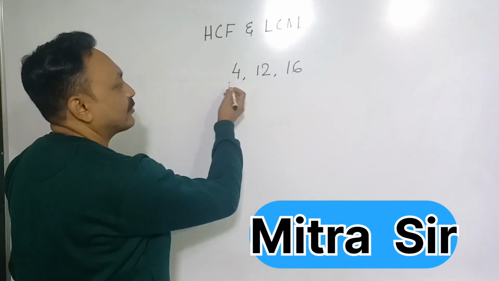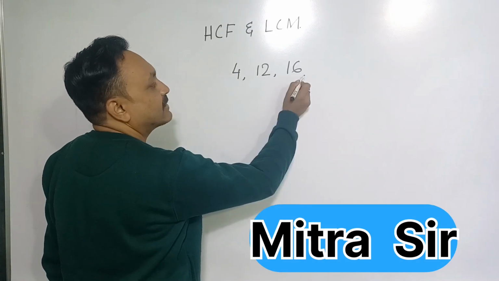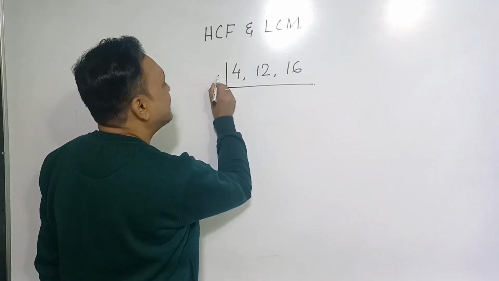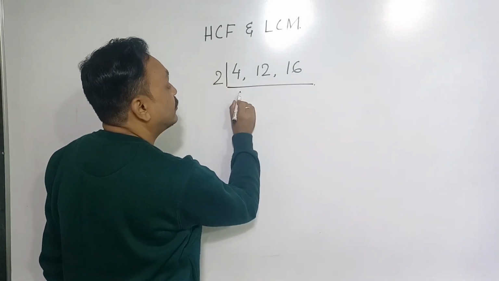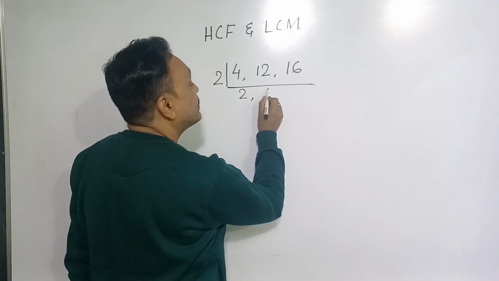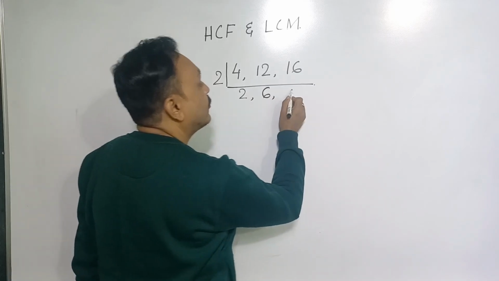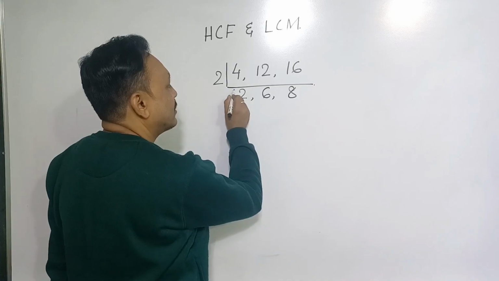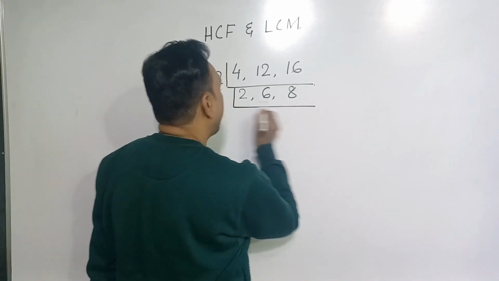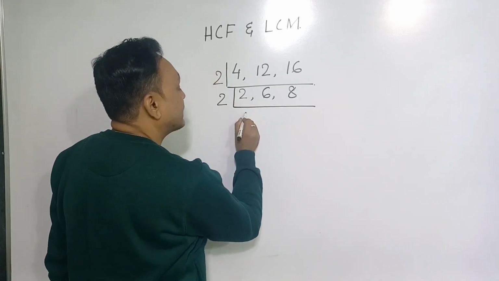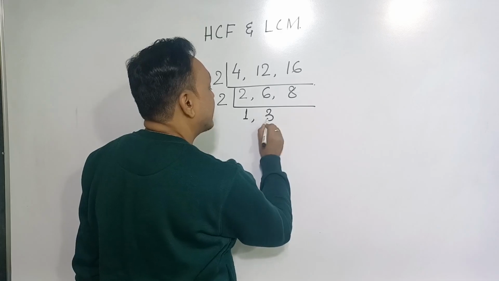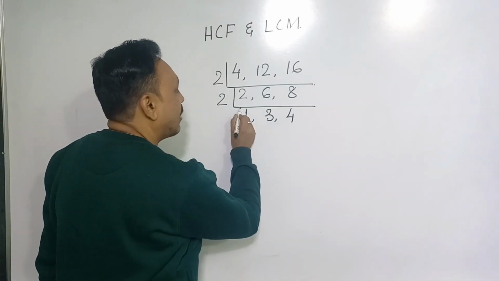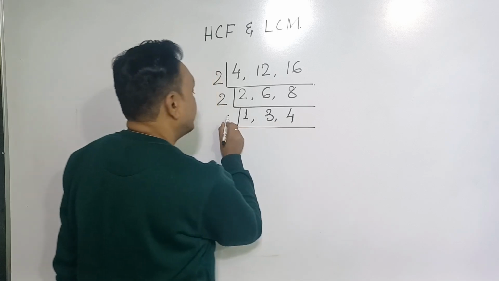So here, first, all the numbers are even numbers, which are all divisible by 2. So if I divide by 2, 2 2s are 4, 2 6s are 12, 2 8s are 16. Again, all are even numbers, so we can divide by 2, right? 2 1s are 2, 2 3s are 6, 2 4s are 8. Now I'll again divide by 2.